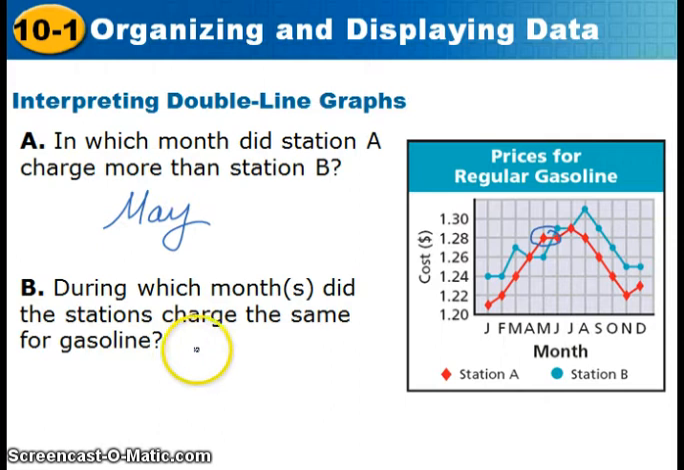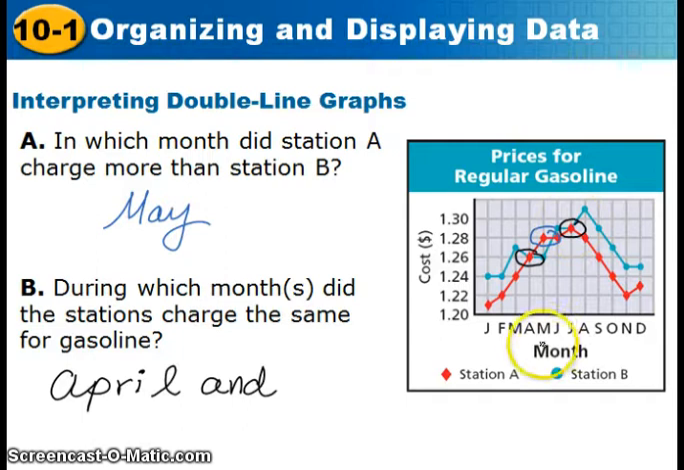A second question that you might ask would be, during which months did the gasoline stations charge the same? And so for that, you'd be looking for places where the lines overlap because they're on exactly the same point. And as I'm looking, it's pretty easy to see that there's an overlap right here. And so that's between March and May, so that must be April. And there's also an overlap right here. And so this is the second J. So if this is May, June, that must be July. So in July, there was no competition. They were exactly the same.